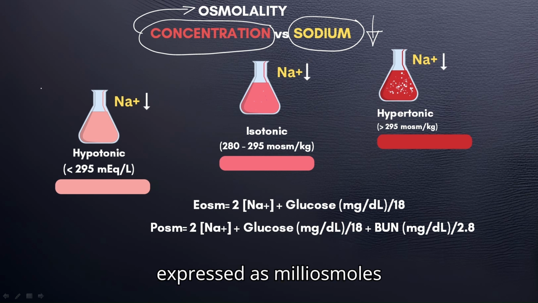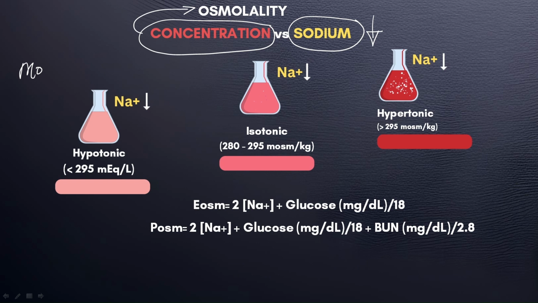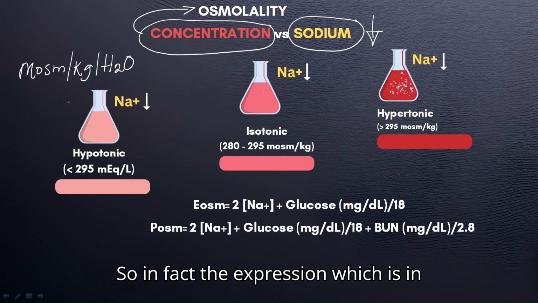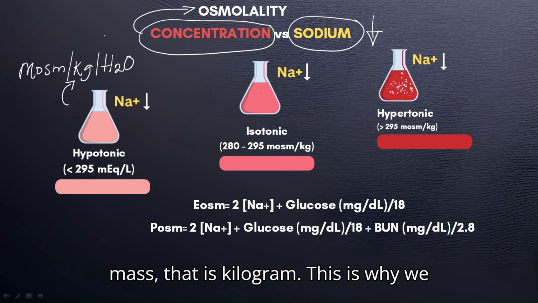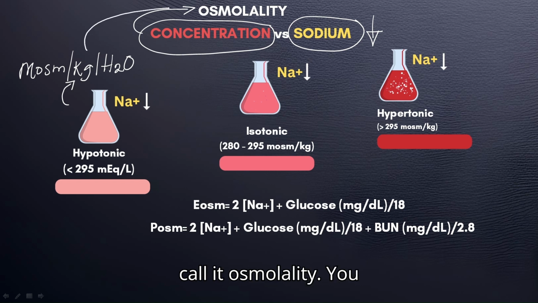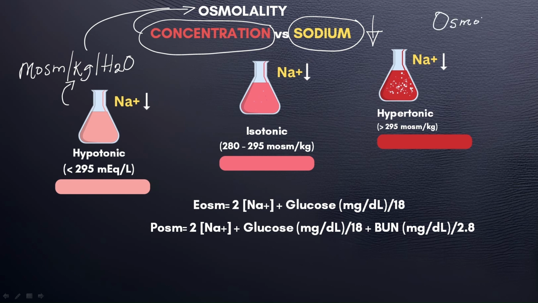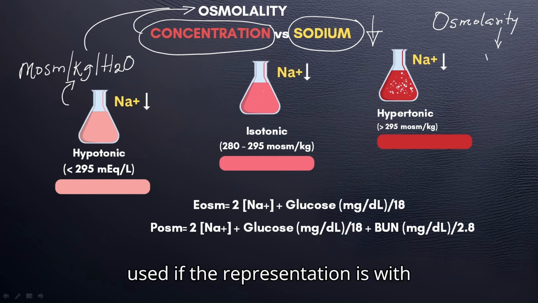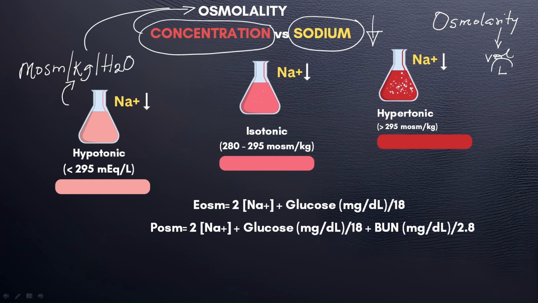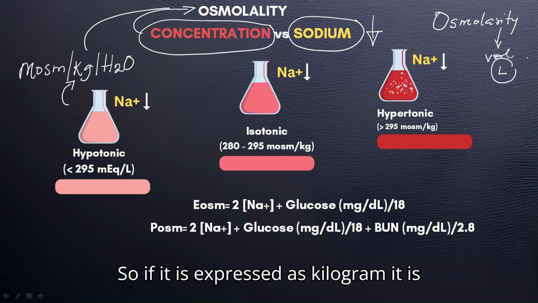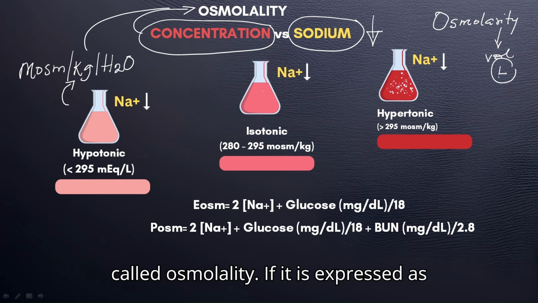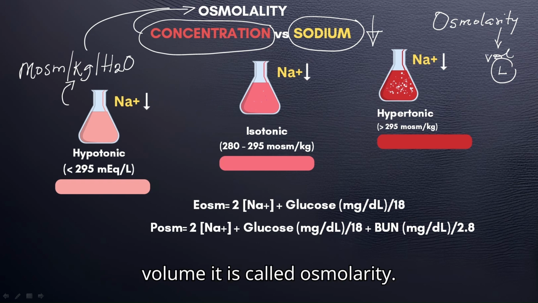And this is usually expressed as milliosmoles per kilogram of water. So in fact, the expression which is in mass, that is kilogram, this is why we call it osmolality. You might have also heard of osmolarity. And this term is used if the representation is with volume, or let's say liters. So if it is expressed as kilogram, it is called osmolality. If it is expressed as volume, it is called osmolarity.